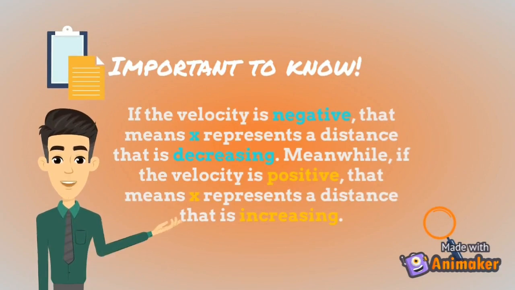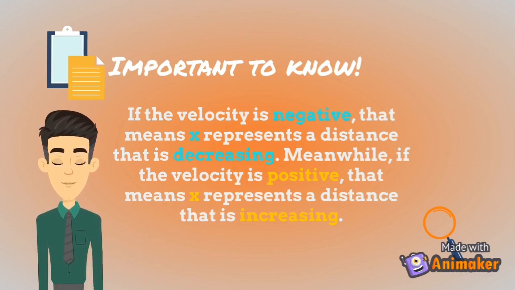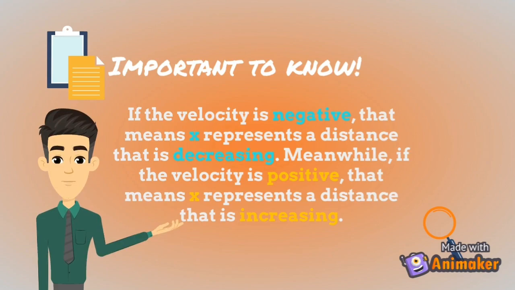Important to know, if the velocity is negative, that means x represents a distance that is decreasing. Meanwhile, if the velocity is positive, that means x represents a distance that is increasing.